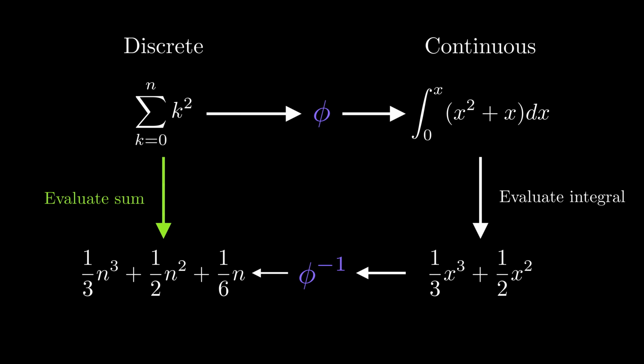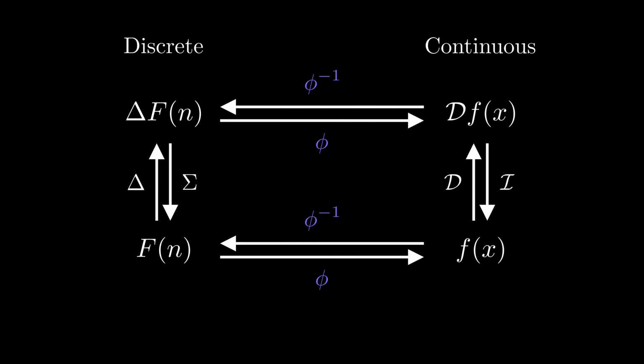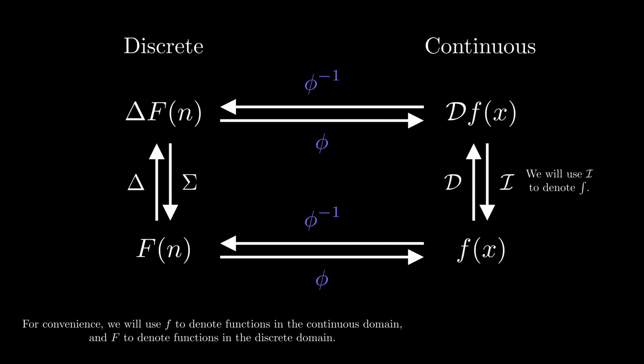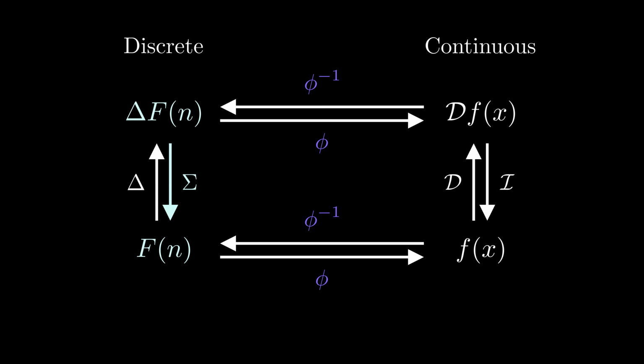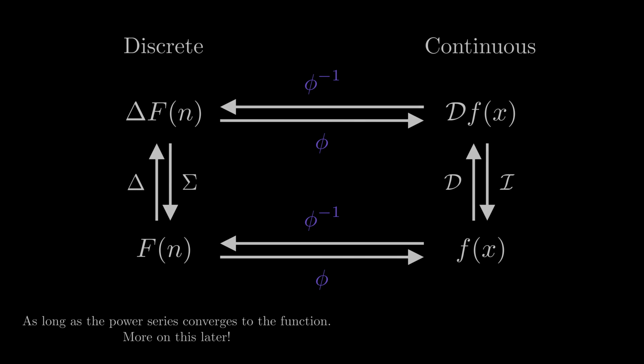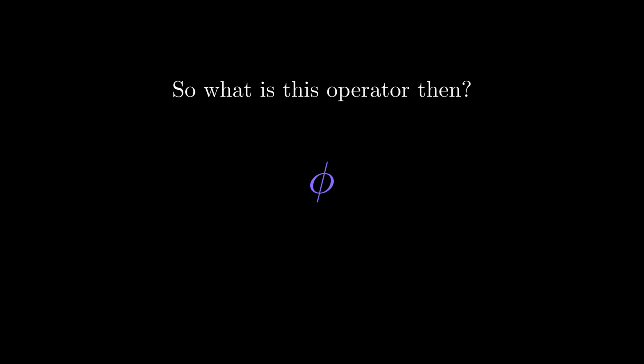Quite magical, isn't it? We can draw a transition diagram here, with our different functions and the different operators that convert them from one another. And so by simply following the diagram, any problems involving differences and summations can be solved using derivatives and integrals, and vice versa. Well, as long as there's a power series that converges to the function. Okay, so what is this magic phi operator? To understand it better, we need a bit of setup.